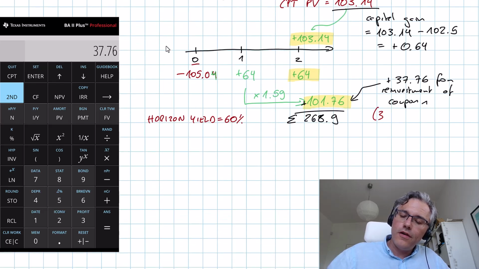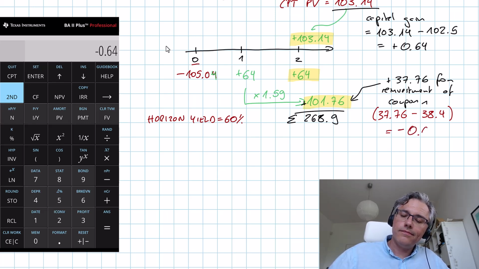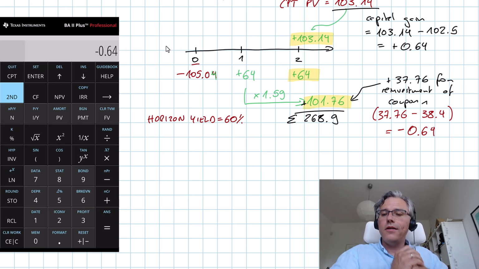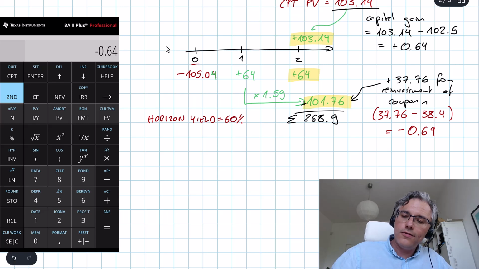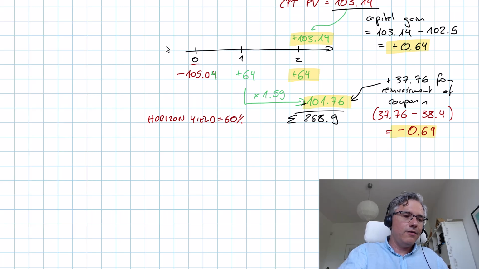So 37.76, which we have here, minus 38.4 gives a loss, obviously relative to the constant yield scenario. And once again, the two offset one another, which is why we end up still having the same value at the end of year 2, 268.9.